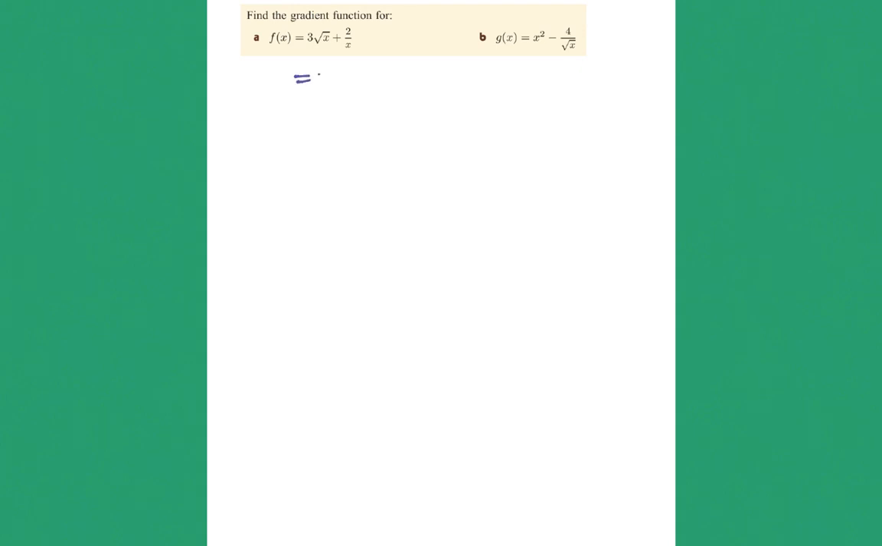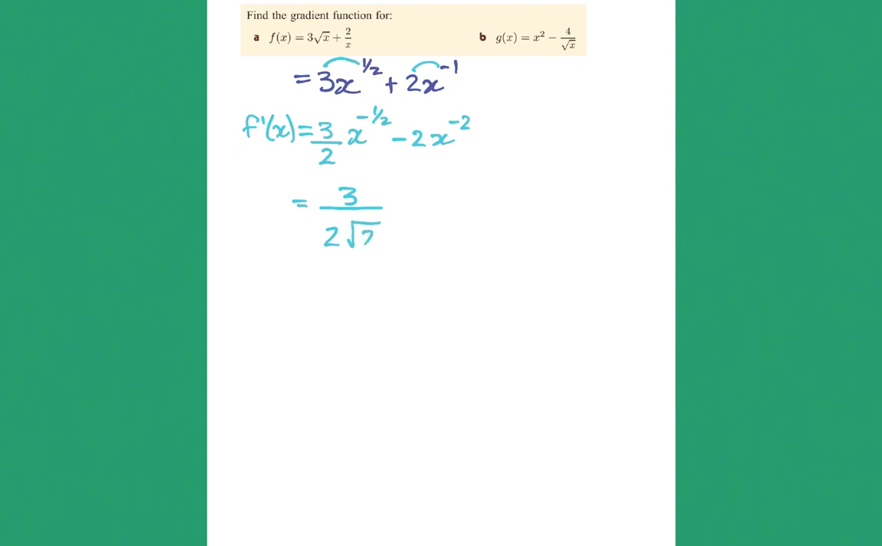Okay, so let's do two new questions. We've got the function f of x equals 3 root x plus 2 over x. The differentiation rules are exactly the same. The difficulty is the indices. So we've written them out, 3x to the half. Now we're going to differentiate by bringing down the power, 3 times a half, decreasing the power by 1, minus a half. Bring down the power, 2 lots of -1, decrease the power, -2. So we end up with 3 over 2 times square root of x minus 2 over x squared.